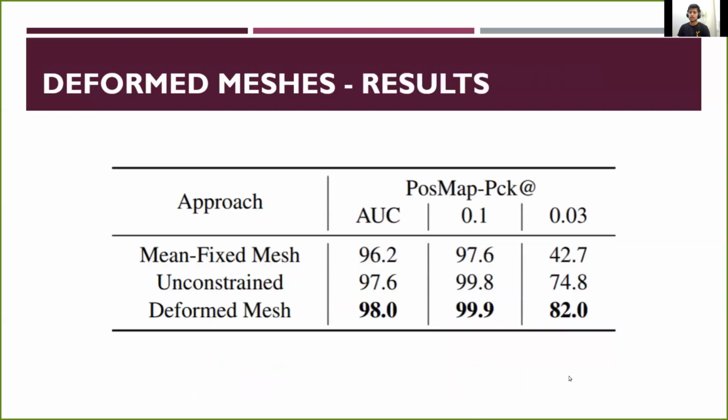So let's take a look at some results now. And the POSMAP PCK metric gives us the quality of the predicted 3D shape. And again, the higher the better. So here we see the benefits of using a deformation module over an unconstrained prediction. And we see that although the fixed mesh gives occasional performance, a learned mesh is able to get much better results for a finer PCK threshold. Plus, our deformed mesh module performs even better than the unconstrained.